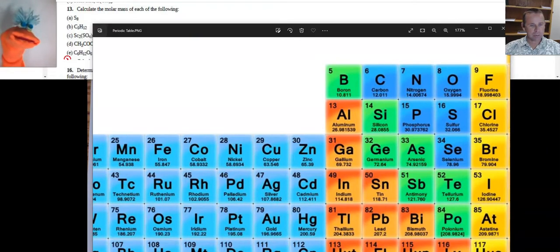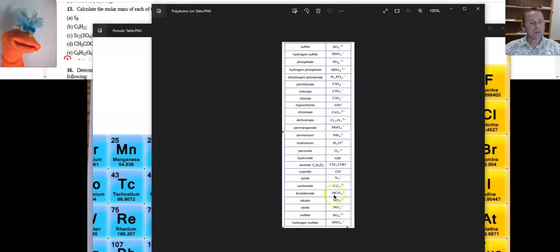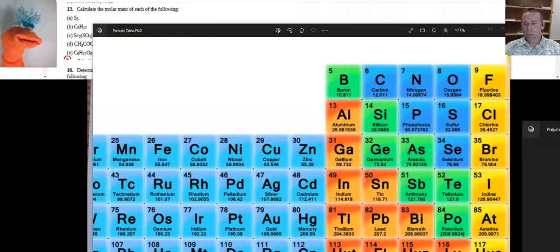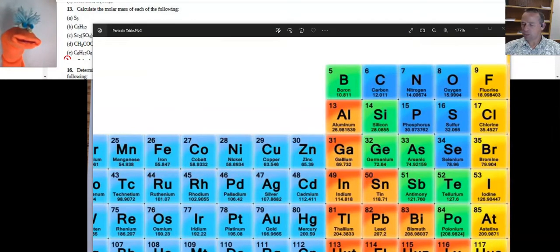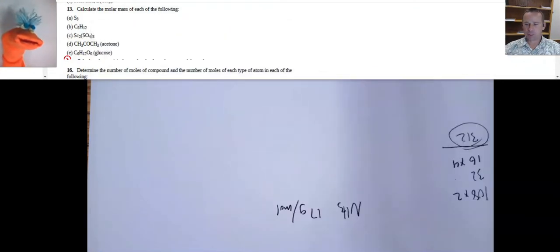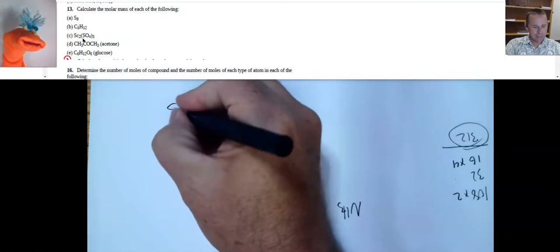All right. So let's bring it up here and take a look at it. There it is, SO4 2 minus. Okay. Good. So scandium sulfate, is that the correct name? I think so, right? Yeah. It's the name of the metal and the polyatomic ion at the end. Good. 2 scandiums. How many sulfurs? 3? And how many oxygen? 12. Very good.